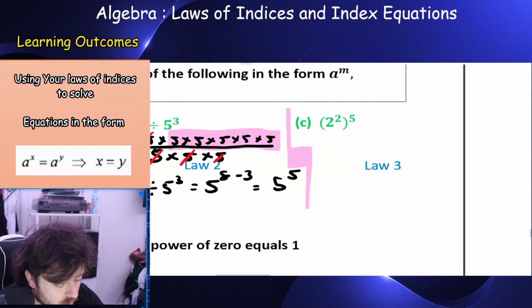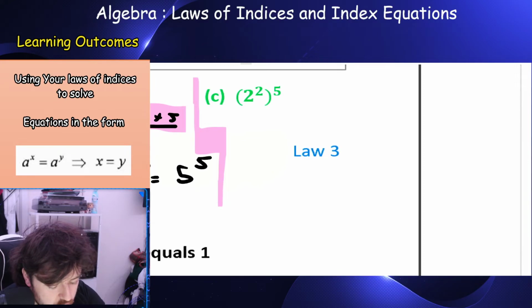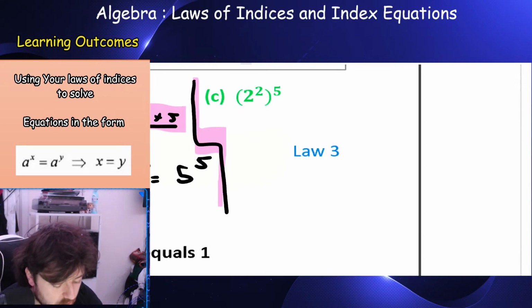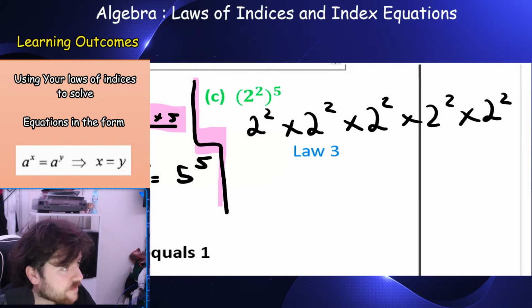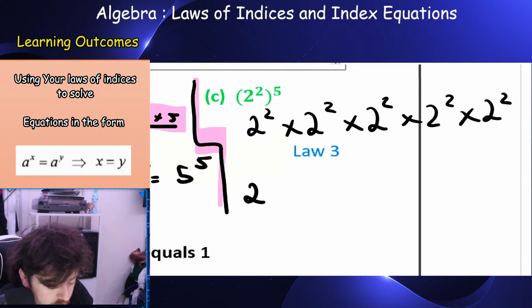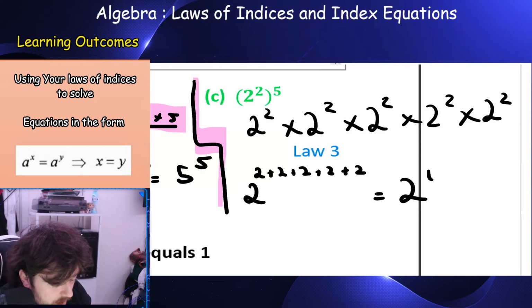So let's have a look at this one. 2 squared to the power of 5. So that's 2 squared times 2 squared times 2 squared times 2 squared times 2 squared. And I use my first rule. If I'm multiplying numbers in the same base, I add the powers. So it's going to be 2 to the power of 2 plus 2 plus 2 plus 2 plus 2, which is equal to 2 to the power of 10.